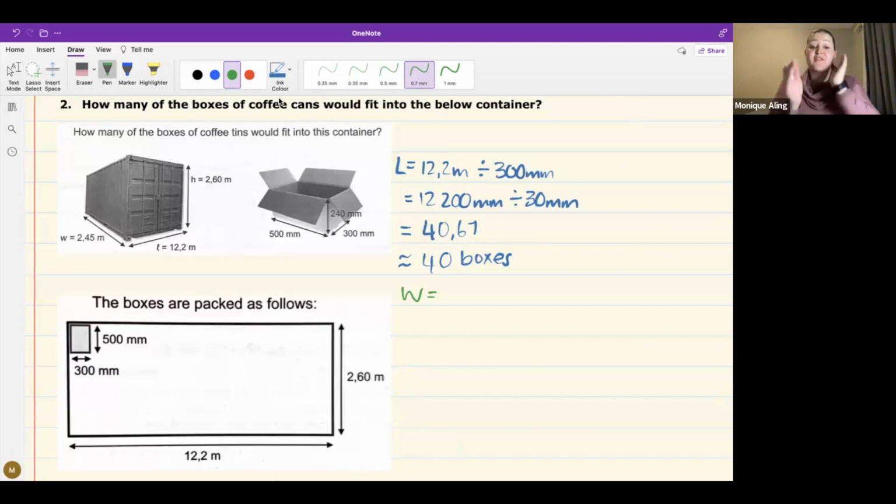So the width of the small box is the 300, but because they are packing it in this specific way, we have to use the width of the small box along the length of the big container. So for our width of the container, that's going to be our 2,60 meters, but the boxes are packed lengthways. So this part that goes against our width is the 500. So it'll be 500, 500, 500, just based on the way it's packed. It's not always going to be width along the width. Good question.